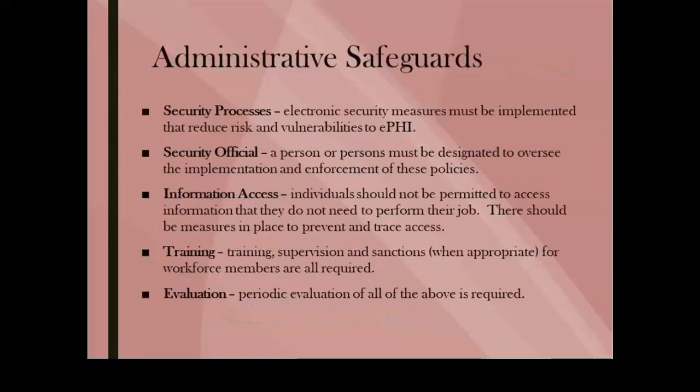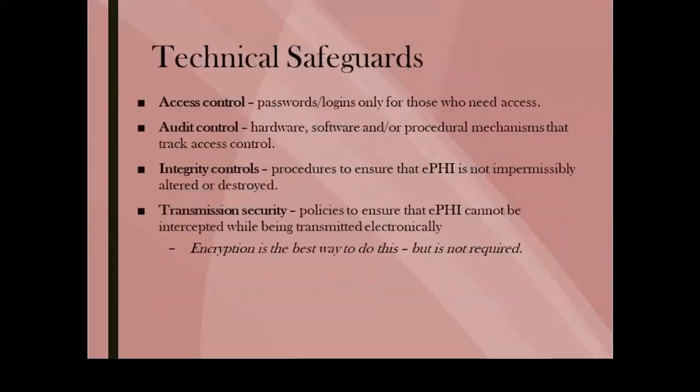All right, so some examples of administrative safeguards: your security processes, you have to have a security official, information access. If somebody does not need the information to do their job, there should be measures in place to prevent and trace access. Training, like I said, annual training for all workforce members, and then evaluation. You have to periodically be evaluating all of this and making sure that it's in place.